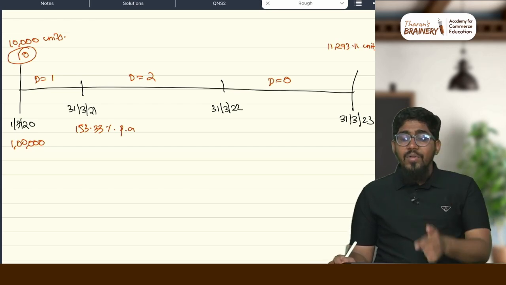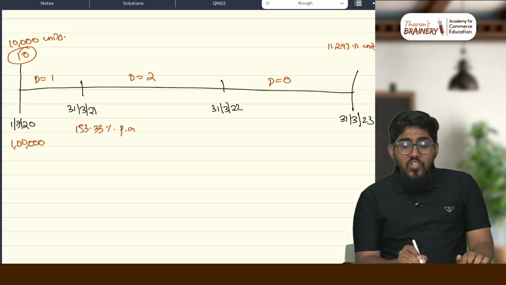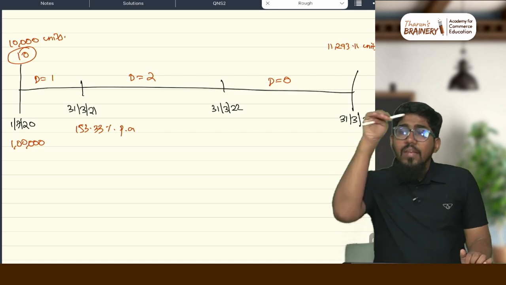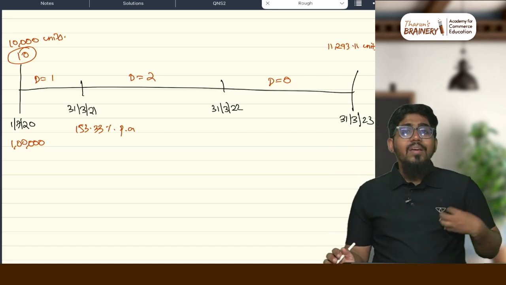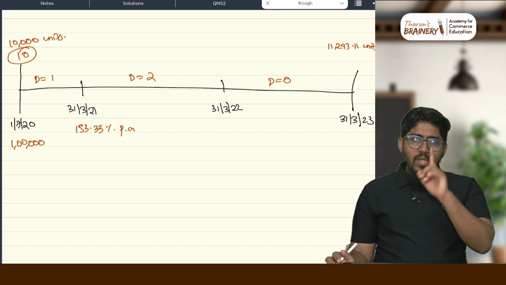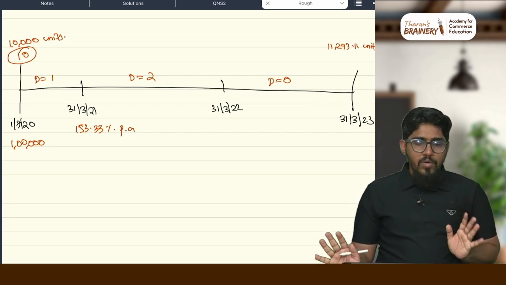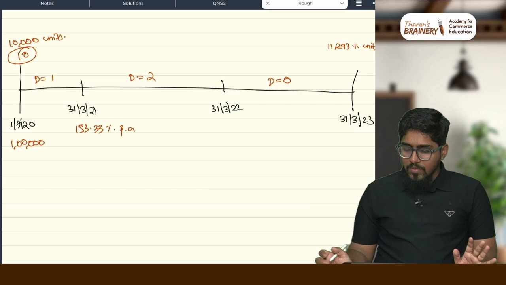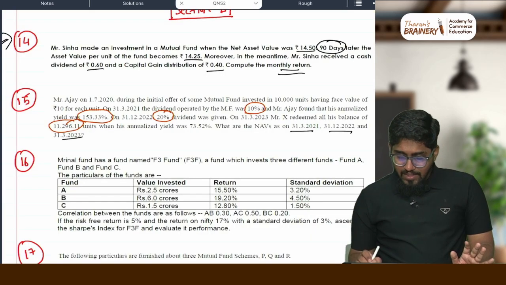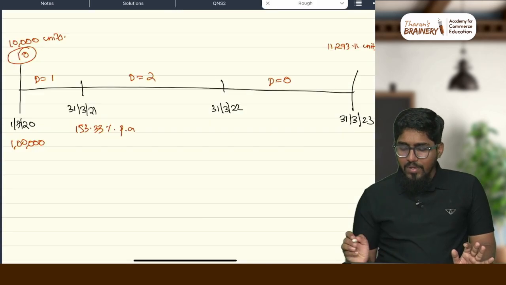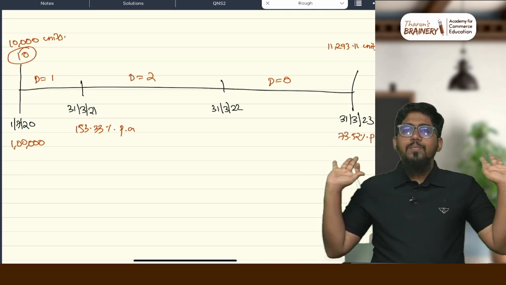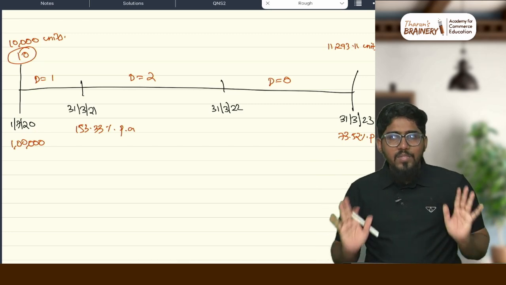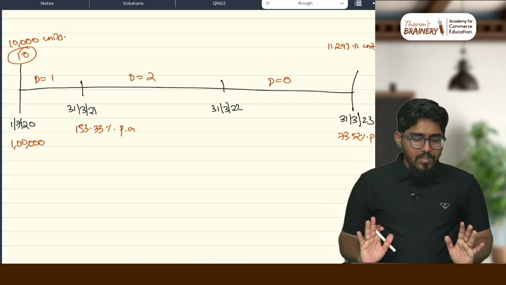How are the units increasing? Here we have to take the assumption that they are not distributing this dividend. They are actually reinvesting the dividend by providing the units. Are you all with me? That is the only point that you have to know while solving this problem. Then this problem becomes very easy. And the annualized yield is 73.52% per annum. This is what is given in the question.